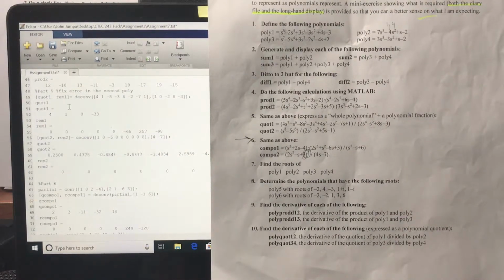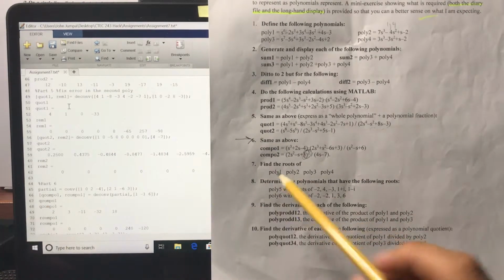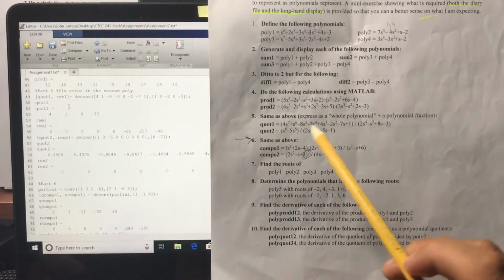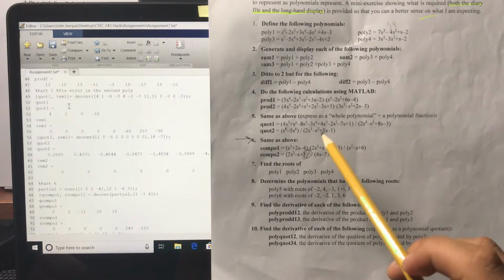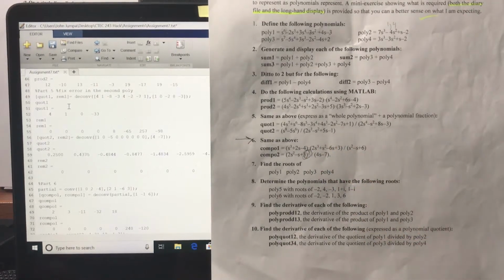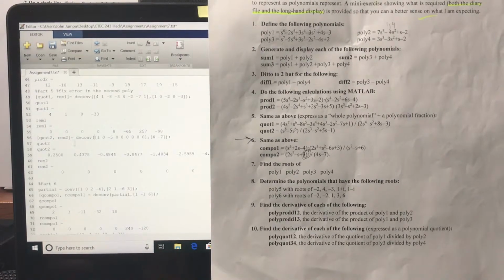So I didn't make a mistake there, so I'm gonna have to check for both. But instead of 4 minus 7, because I thought it was this, no, it has to be 2 negative 1 5 minus 1, and then you get your answer. Off to part 6.